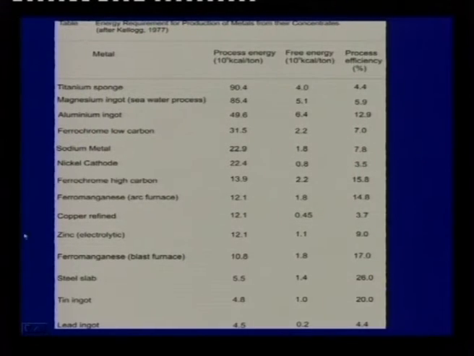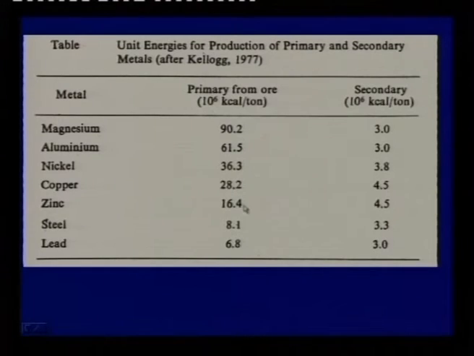Then we have come to talk about the energy requirement, and we have seen that energy requirement in electrometallurgical processes will be more, in pyrometallurgical processes it will be low. We have also discussed the unit energies for production of primary, secondary metals, again to show how things are different when there is an electrometallurgical operation. Because of the use of electricity, your energy consumption is very high.